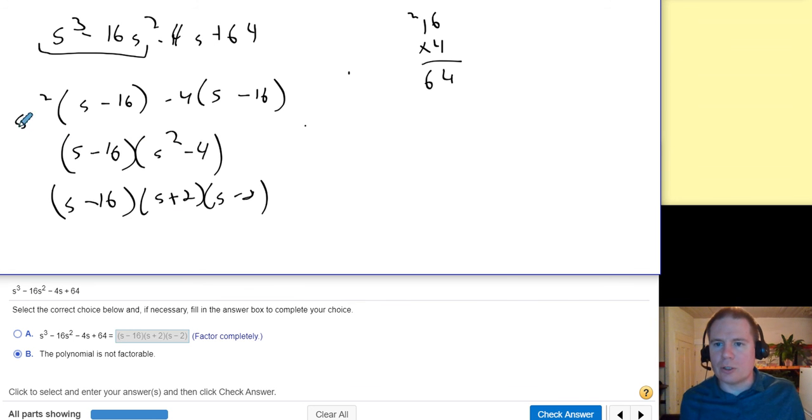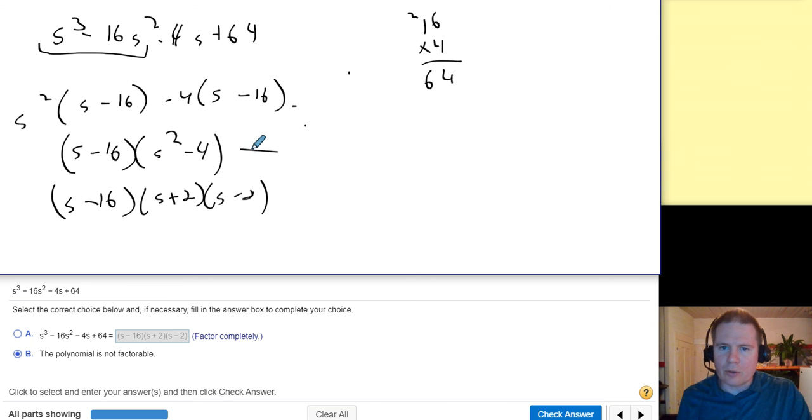The cardinal sin here. s squared was a common factor of these. No, that's right. I was thinking I forgot my GCF out front here, but it wasn't a GCF. Let's see. s times s is s squared, plus 2s minus 2s cancels, minus 4. So I get s squared minus 4, times s minus 16.